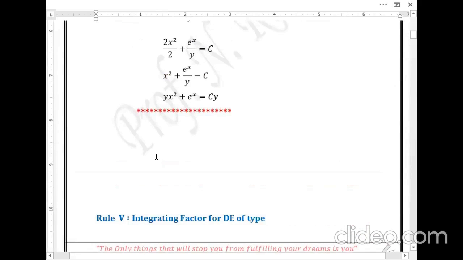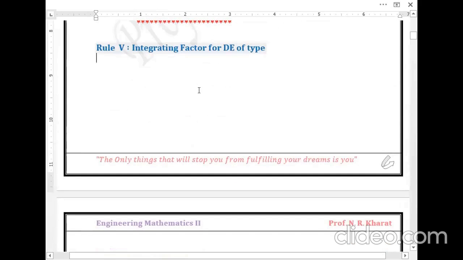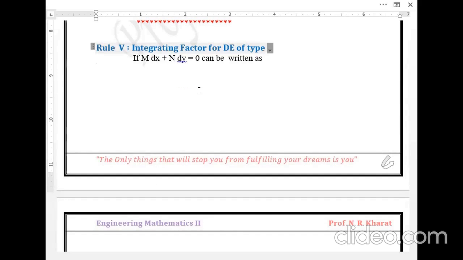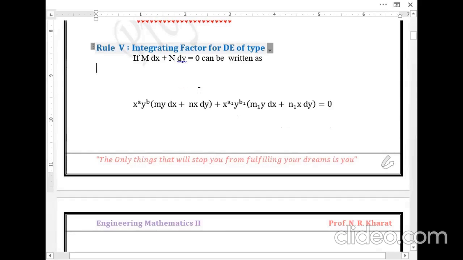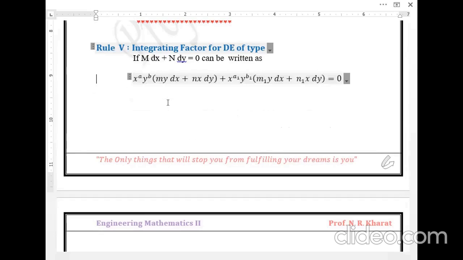If the differential equation cannot be converted into exact by using rule number 1, 2, 3, and 4, meaning rules 1, 2, 3, 4 have failed, and the differential equation M dx plus N dy can be expressed in the form x raised to a, y raised to b, (m y dx plus n x dy) plus a1 x raised to a1, y raised to b1, (m1 y dx plus n1 x dy), then such an equation cannot be solved by rules 1 to 4. Rule number 5 is the universal method to find the integrating factor of differential equations.